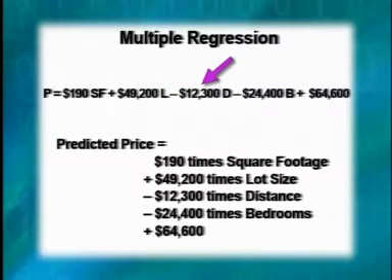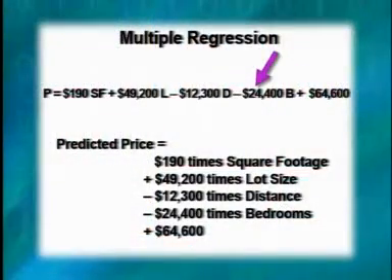This coefficient is negative: negative 12,300 times D. What's D? D is the distance from the city center. So this makes sense. It's in miles, by the way, so this says that for every mile further away from the city center you go, you subtract $12,300 from the house. You see? So we're interpreting the coefficients of these explanatory variables in terms of what effect a unit change in the explanatory variable has on our predicted value in the model.